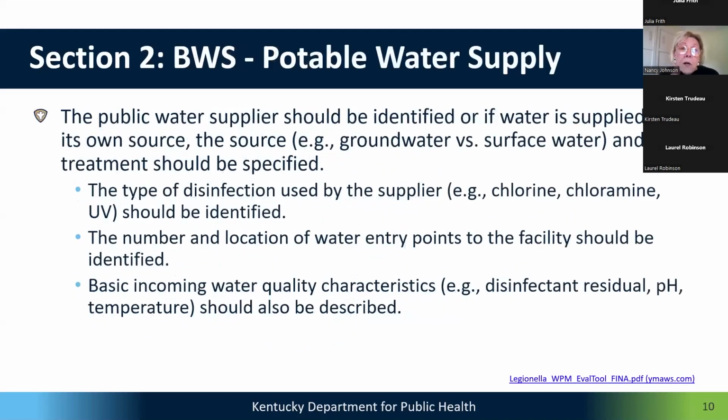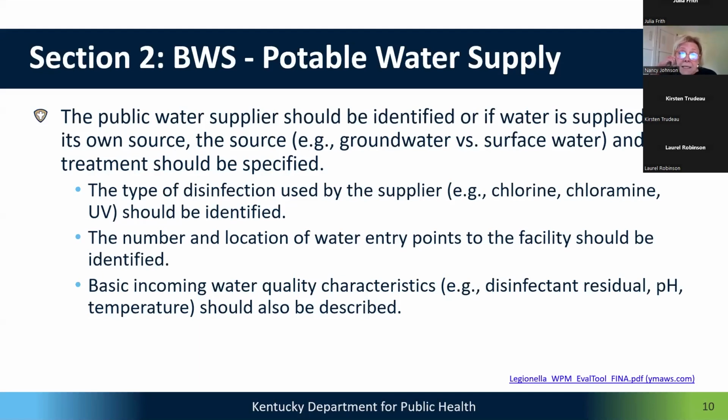So the public water supplier, section 2 is where you start describing your building water supply. The first thing that has to be noted is who is your public water supplier and where does it come from? Is it groundwater? Is it surface water? Going back to the Flint story, that would help you. And what treatment does it have when it's at the water treatment place? What type of disinfection do they use? Is it chlorine that's coming in, chloramine, UV light? What are they doing to disinfect the water before it comes to you?